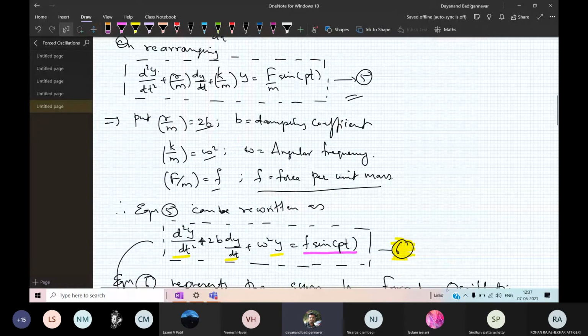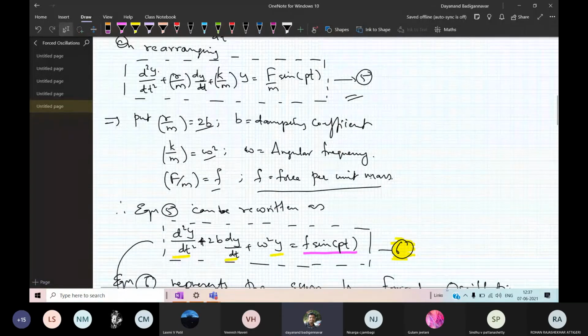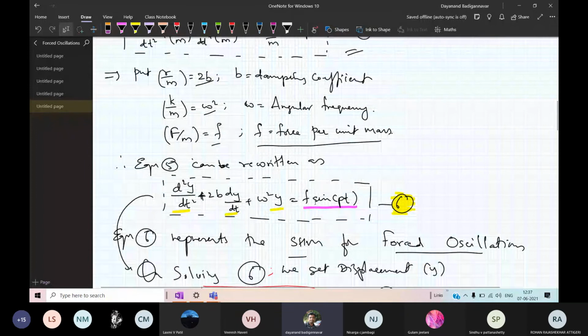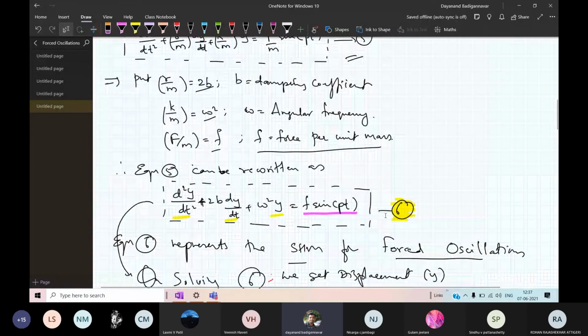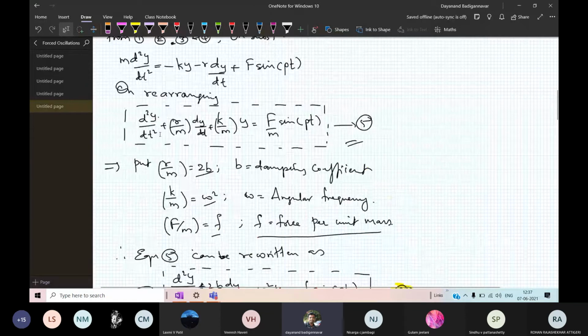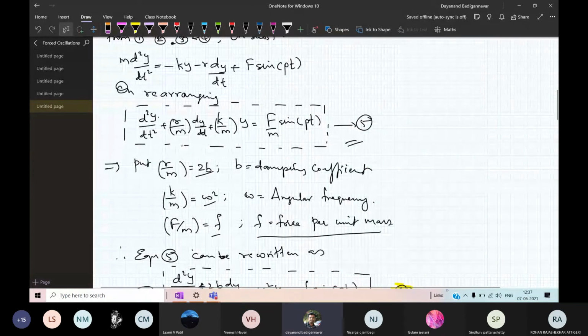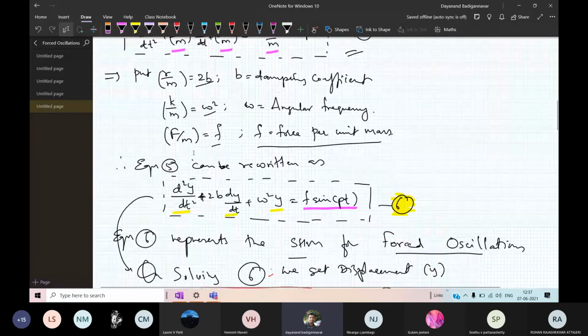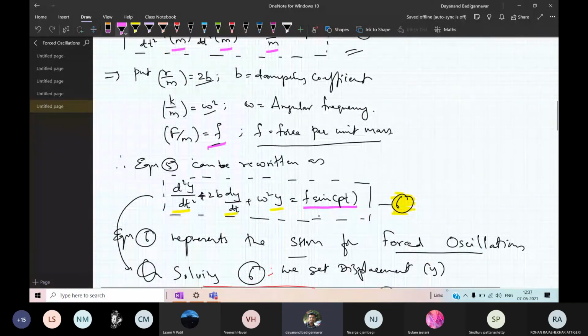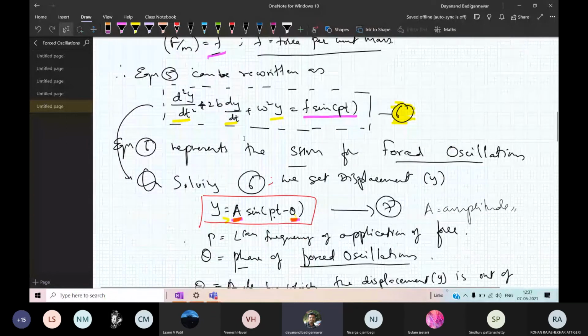So you have to do the substitution in equation number 5. R by m is 2b, k by m is omega square, and F by m is small f. Therefore, equation 5 can be written here as equation 6. Now, on solving this, I get the equation for y equal to a sine pt minus theta.